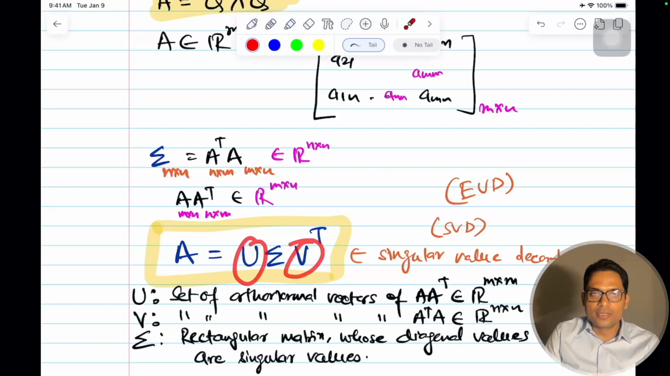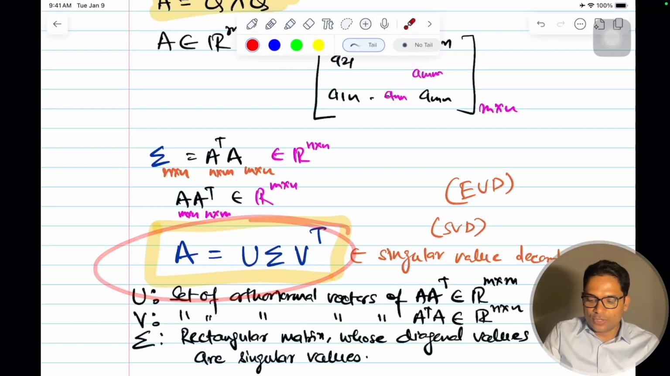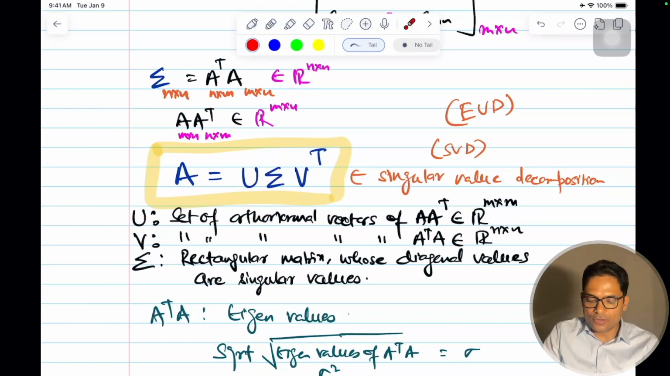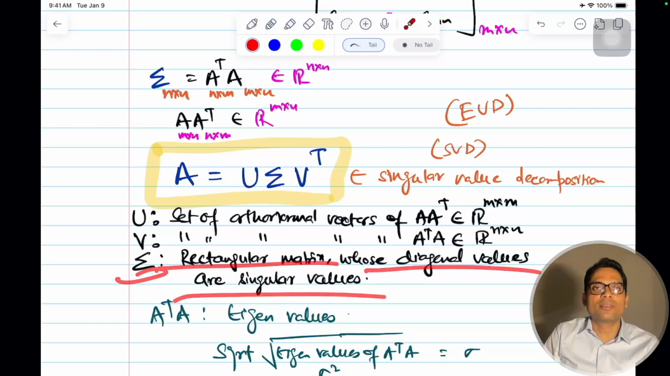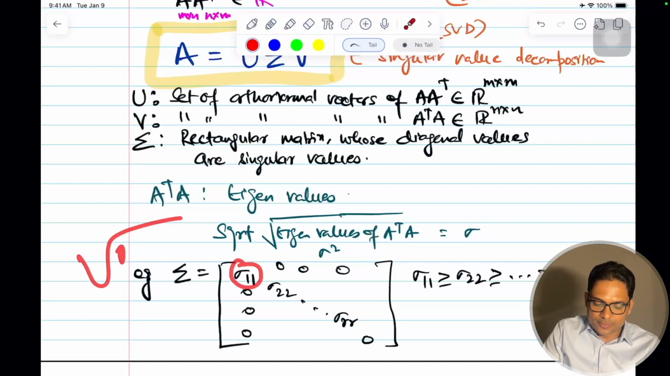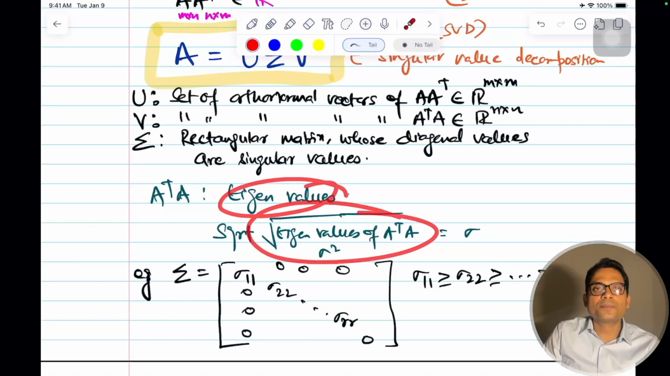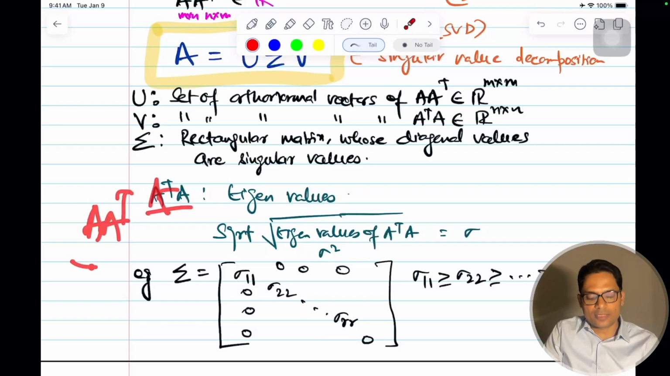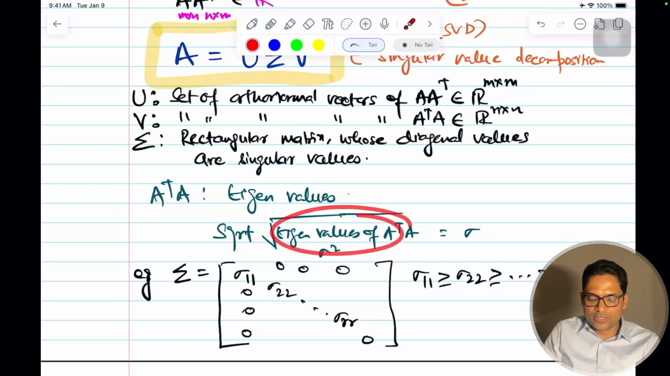So this is your decomposed form of singular value decomposition, where U holds the orthonormal, normalized vectors of A A transpose. V holds the normalized orthonormal vectors of A transpose A, and sigma is a rectangular matrix whose diagonal values are the singular values. Singular values are the values which give me the highest variance, and these values are the square root of the eigenvalues of A transpose A or A A transpose. Both will be the same.